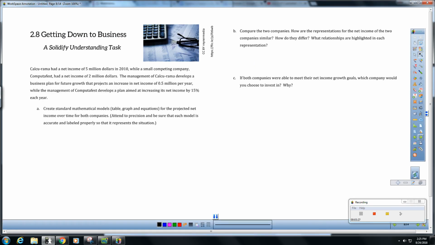So now let's get down to business. I want you to pause the video and read the situation that you have in front of you. Hopefully you understand that we have 2 companies. We have Calcularama, and then you have Computer Fest. I'm using the end of the words because annoyingly this book made them both start with C, and so it's hard for me to keep track. In fact, I think I'm going to need more room. So give me a sec.